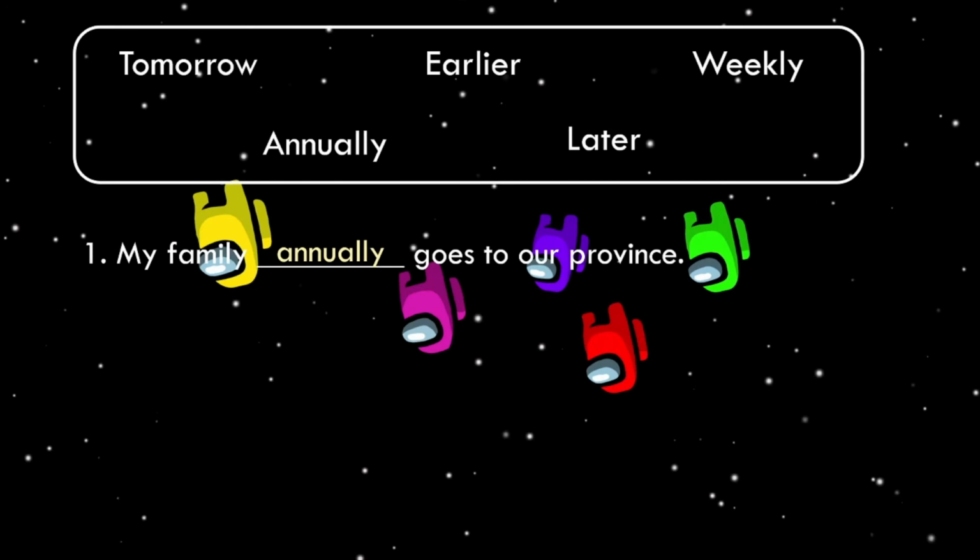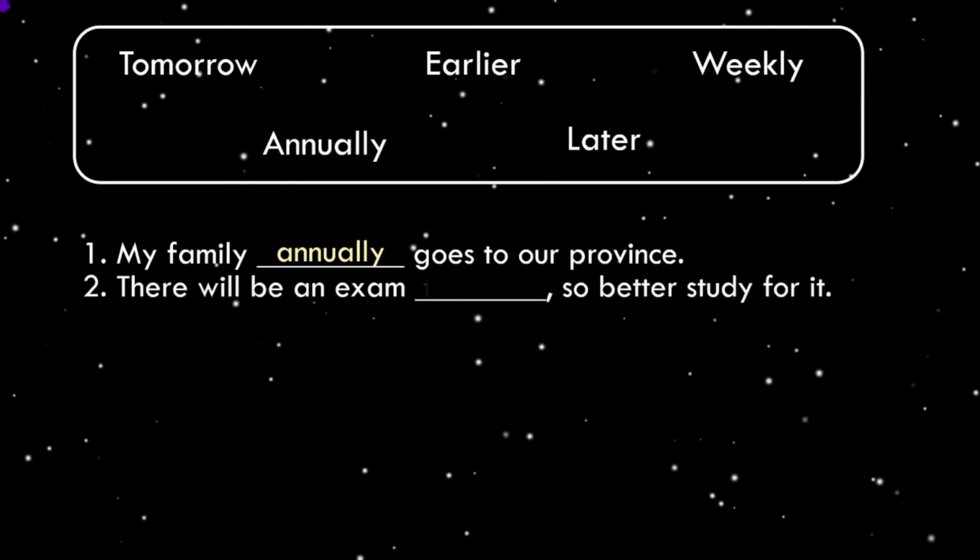Correct! It is annually. My family annually goes to our province. Number 2. There will be an exam blank, so better study for it. What do you think is the correct adverb of time? Good job! It is tomorrow. There will be an exam tomorrow, so better study for it.